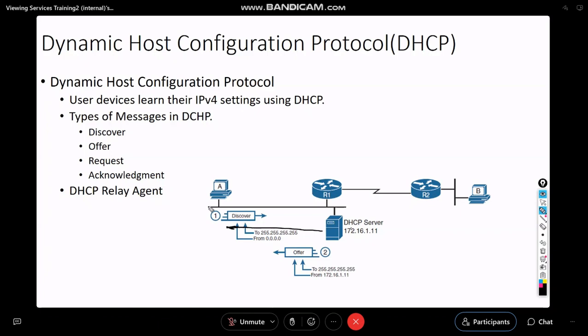Once this offer is sent by the DHCP server, the client sends a request stating that whatever IP you have offered to me in the offer packet, I am fine with it. That is the request packet. And acknowledgement: once the DHCP server receives this request message, it gives an acknowledgement against it. These four types of messages are called the DORA process.